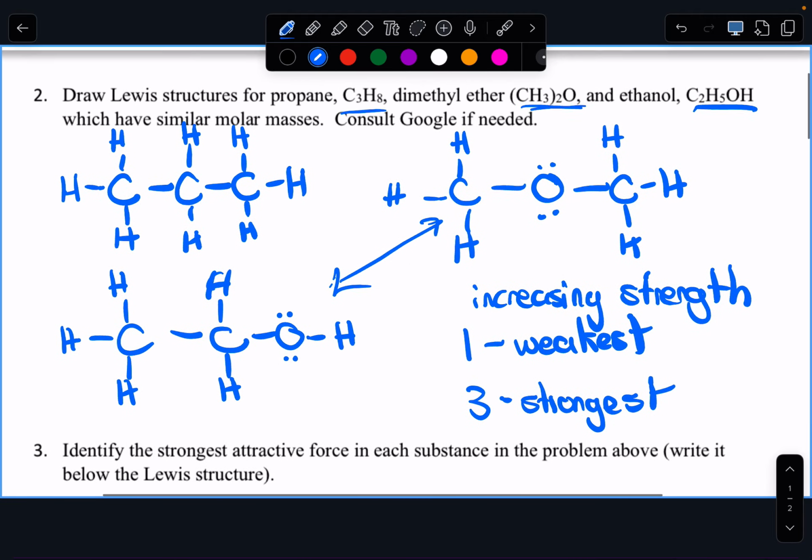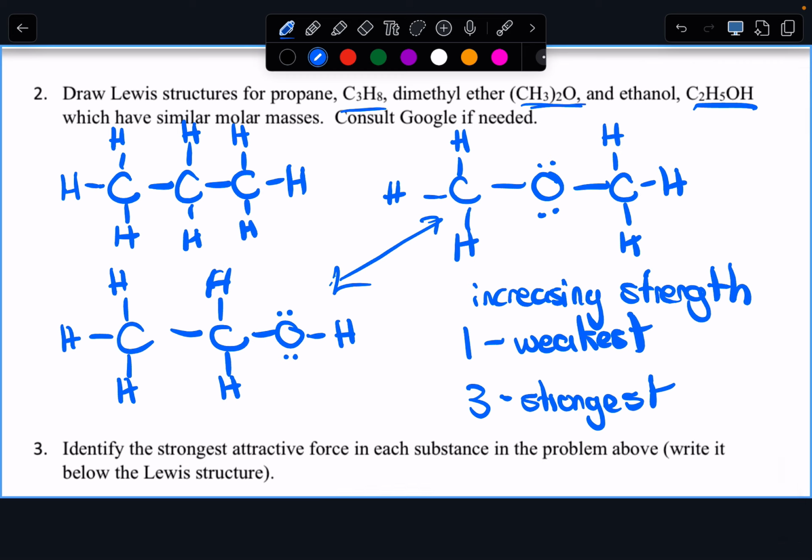I'm going to change those questions a little bit. Okay, so this is, I would say, a review type question. It's pretty straightforward. Anybody remember why they talk about similar molar masses? What does that have to do with it?